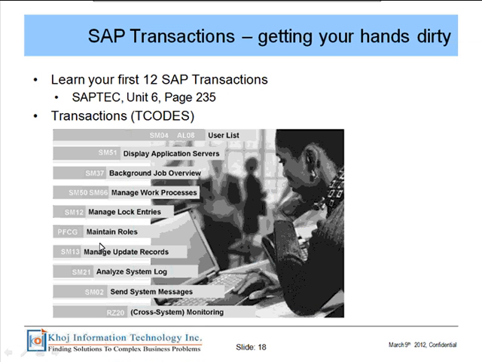PFCG is for role maintenance, it's for security work. SM13 is to manage update records, updates going on through the system. SM21 is very important, it's the system log. What is the system doing? Any log messages coming there.